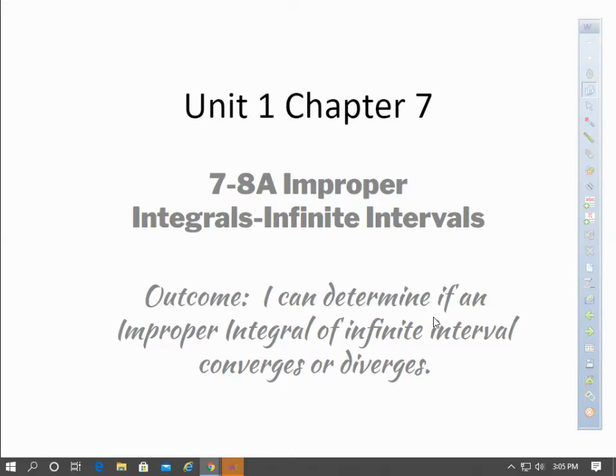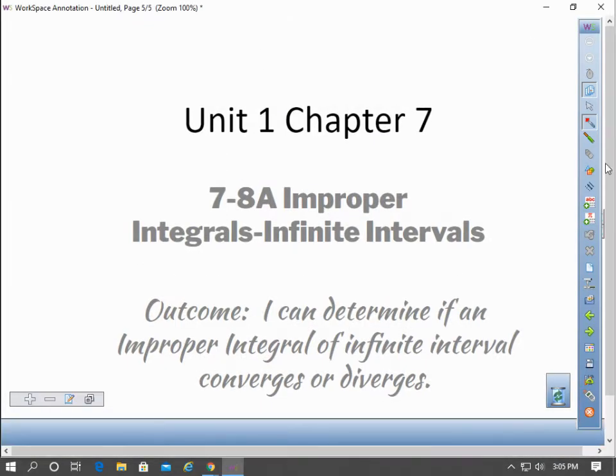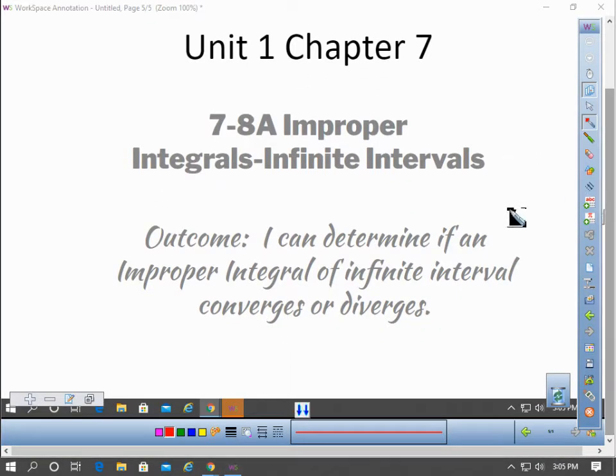All right, so we are getting into the ending of our unit. Just got like 2 little topics left to do. So this is chapter 7. We're calling it our unit 1 because it's our first unit of new material. And we are doing section 7.8a, and then we're also going to do 7.8b. So I'm splitting it up into 2 little topics instead of doing it all in one.